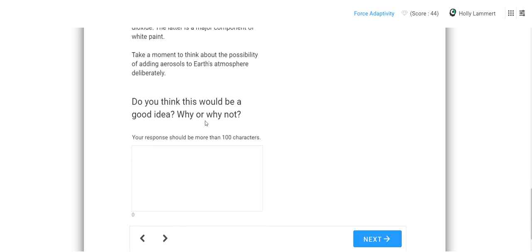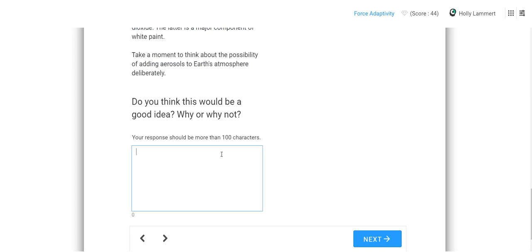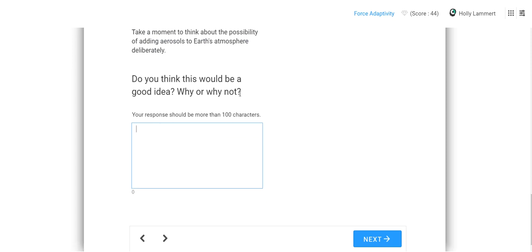Take a moment to think about the possibility of adding aerosols to Earth's atmosphere deliberately, on intention. Do you think this would be a good idea? Why or why not? So I'll let you go ahead and think about that and come up with your own response there.